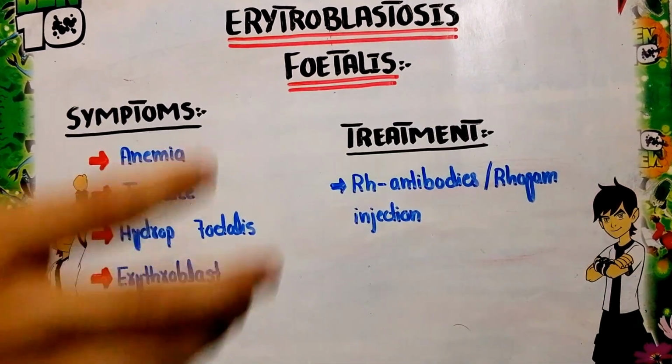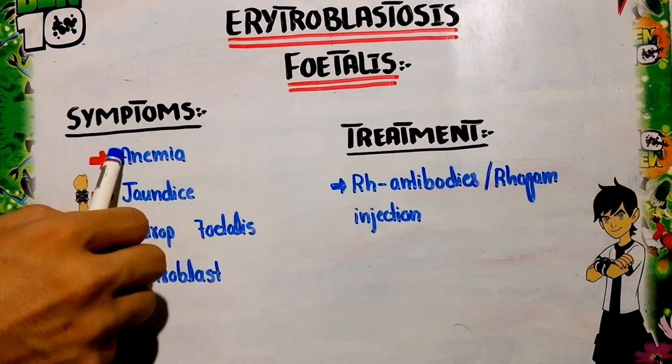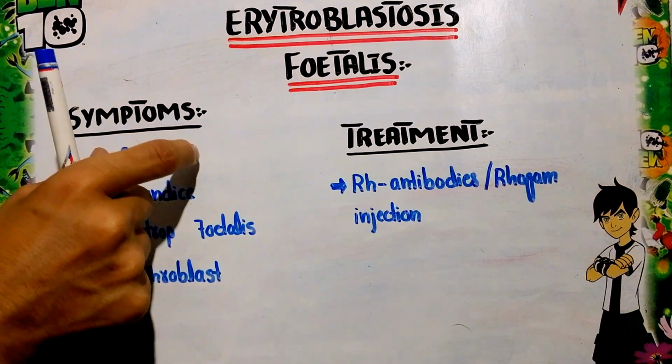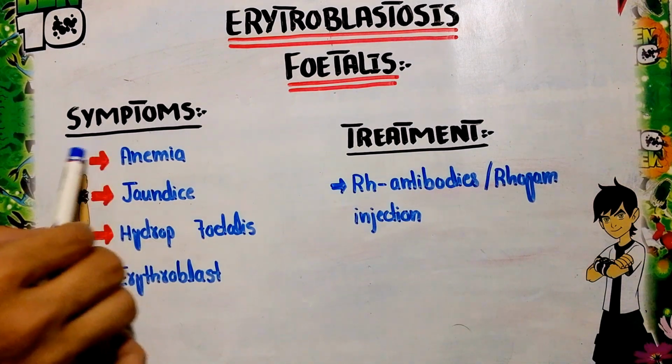Now, what are the symptoms of erythroblastosis fetalis? Normally in this case clumping occurs in the fetus's body, so anemia-like symptoms appear in the fetus. What is anemia? It means a deficiency of RBCs occurs in the fetus. Now the second symptom is jaundice.